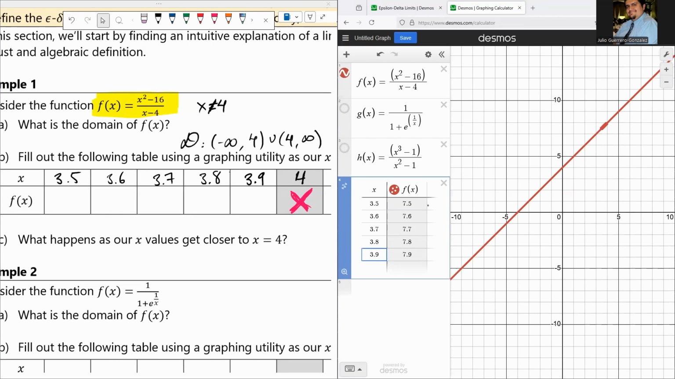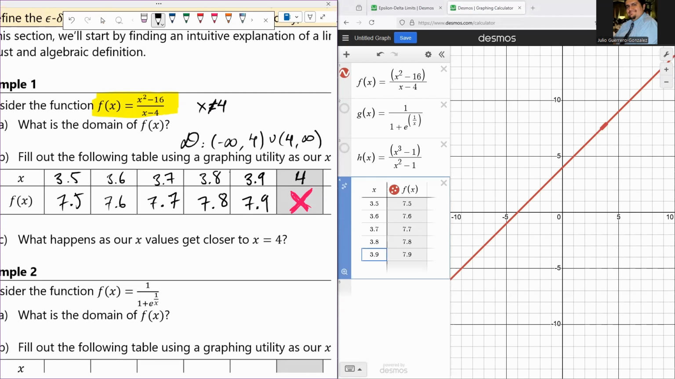I want everybody to see what's happening. At 3.5, my f of x value, my y value, is 7.5. The next one is 7.6, 7.7, 7.8, 7.9.